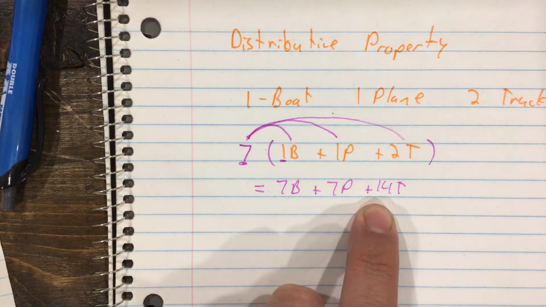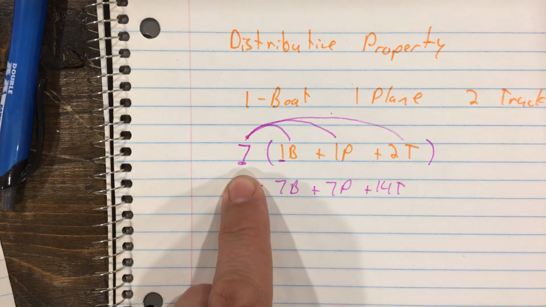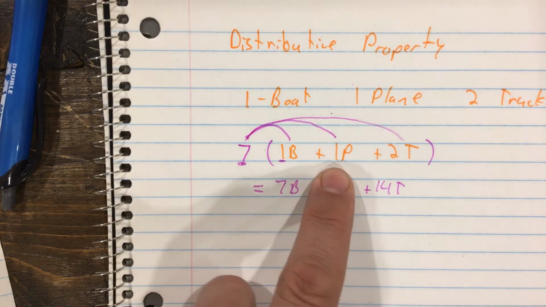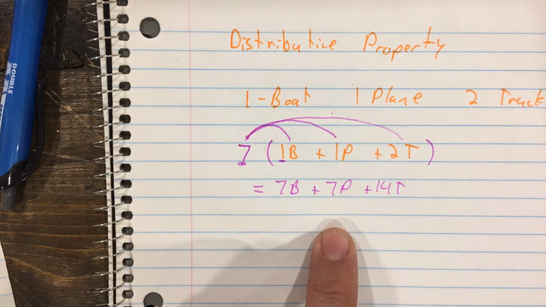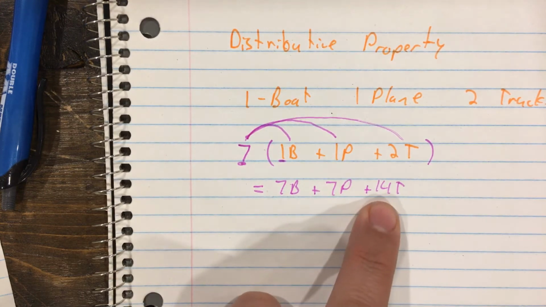This is telling you basically the totals in that Canadian Tire store in Blenheim for this toy. Okay, I have 7 packages. Each package contains 1 boat, 1 plane, 2 trucks. Therefore, total in the store, there's 7 boats, 7 planes, and 14 trucks.